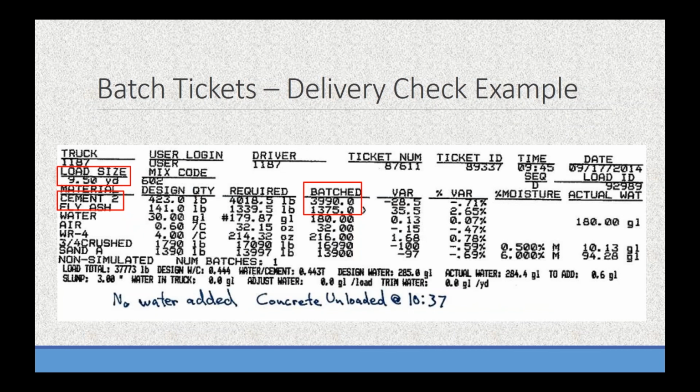The next part of that job sheet is going to be doing calculations on the cementitious weights that have been batched. So we're going to want to find the load size, which is going to be important again, 9.5 yards. And you can see under the material section that we have Portland cement and we also have fly ash. So the column that we're going to be most interested in is the batched, because we're checking what was actually batched.